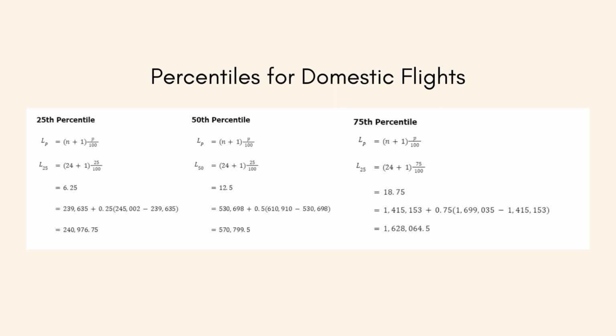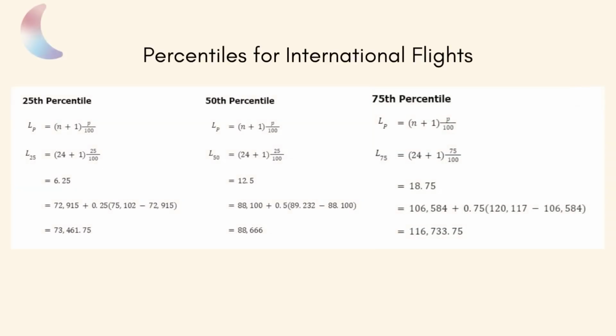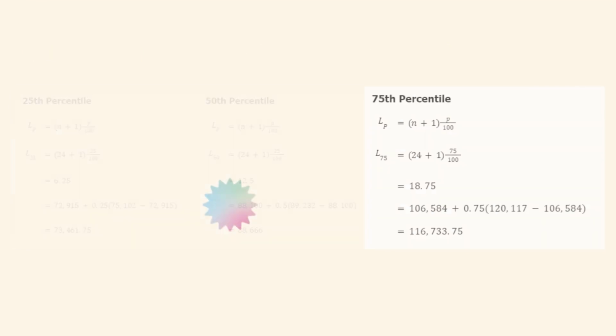I located the position, and it is in between Jetlife Airlines and Malaysia Airlines. I extracted the two numbers corresponding to those airlines and calculated, which gave me an answer of 240,976.75. I performed the same calculation for the next percentiles as well as for the international flights.